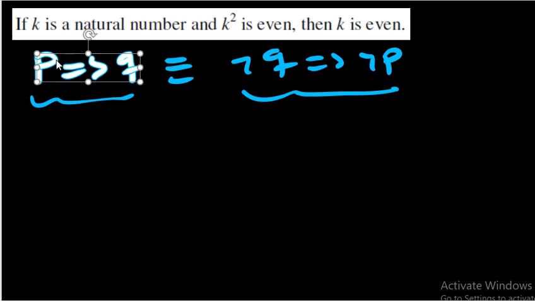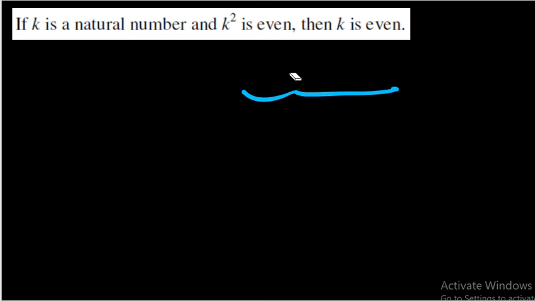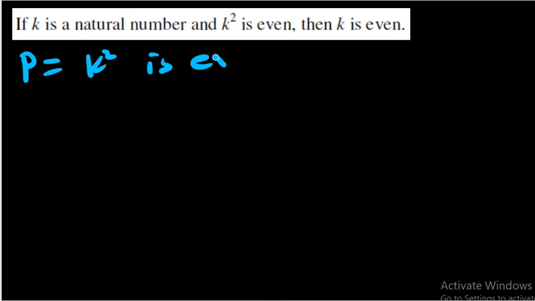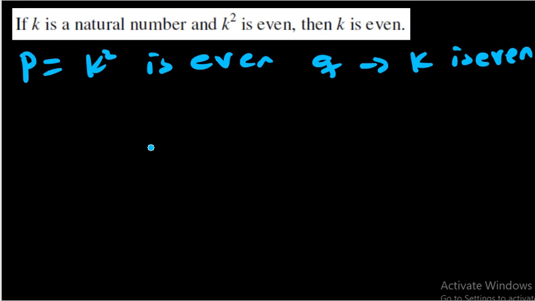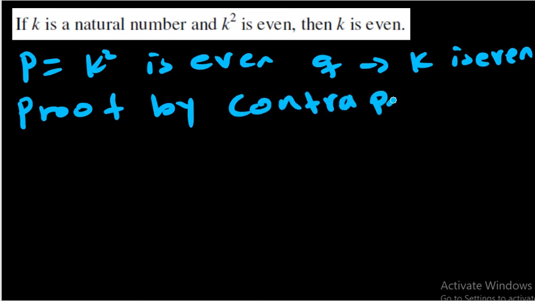Therefore, what is the premise? Our P this time is k squared is even, and our Q is k is even. So we can prove by contrapositive. Proof by contrapositive. Let's apply the contrapositive rule. That means let Q be not even. Let's take the negative of the conclusion part.